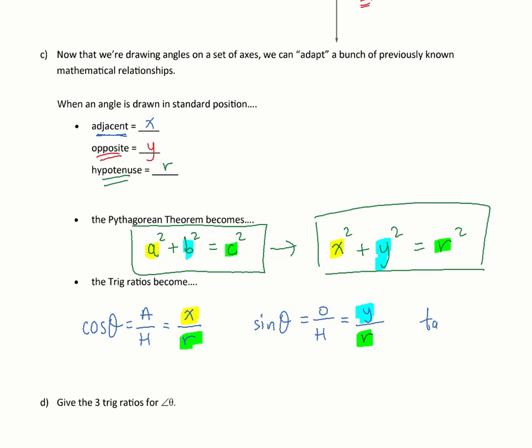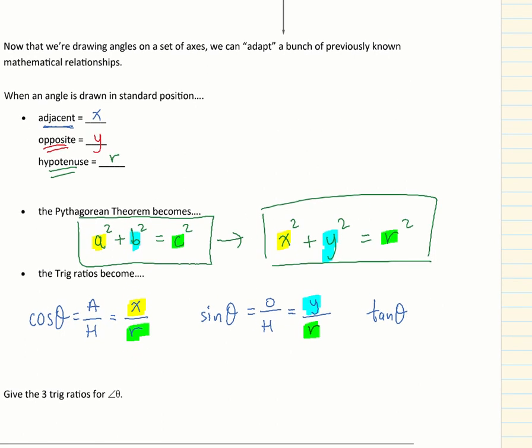And finally, tan theta is equal to opposite over adjacent. The opposite side is y, and the adjacent side is x, and then we have that connection as well. So what we're doing is taking the Pythagorean theorem and the trig ratios and, using x, y, and r, redefining the Pythagorean theorem and the trig ratios using those letters. Okay?